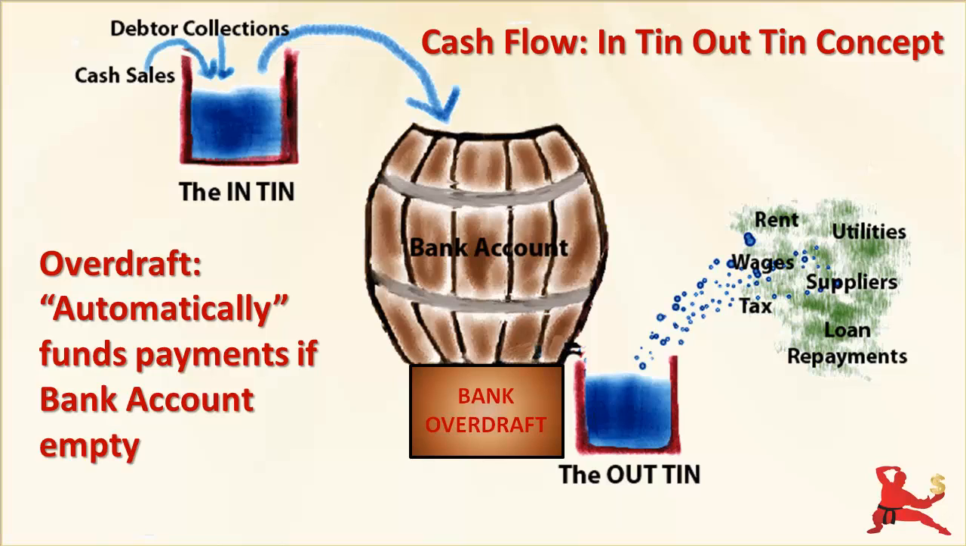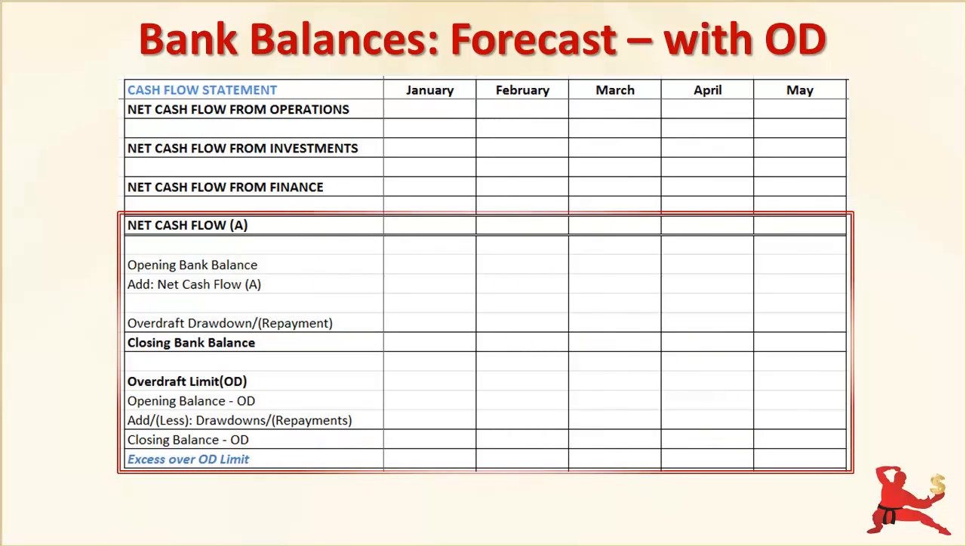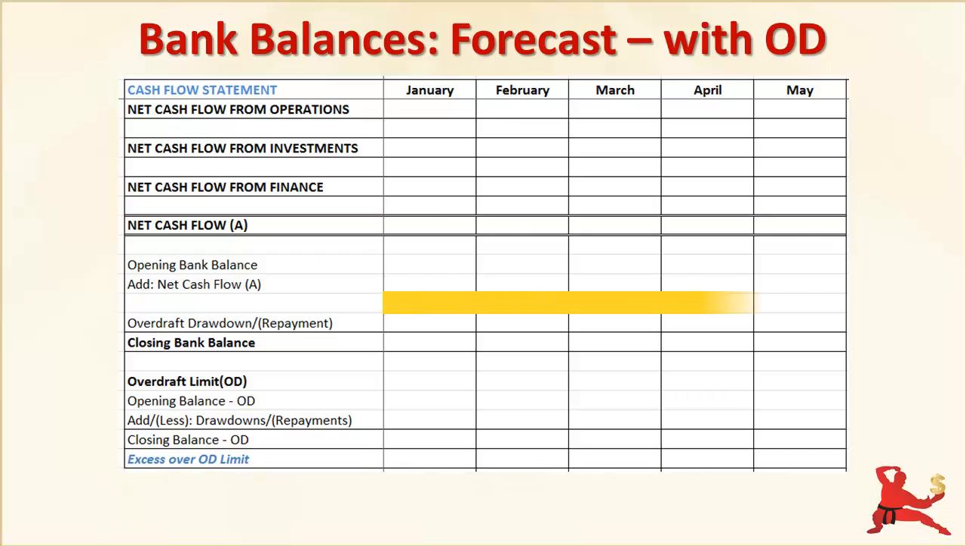This is because an overdraft works like a spare petrol tank for your bank account. It automatically funds payments if your bank account is empty. Here's an example of the bank balance section of the forecast cash flow statement that includes an overdraft facility. If net cash flow for the month results in a negative bank balance, the shortfall is funded from the overdraft. Positive cash balances go immediately towards repaying the overdraft, but the amount of the repayment must not cause the closing bank balance to become negative.